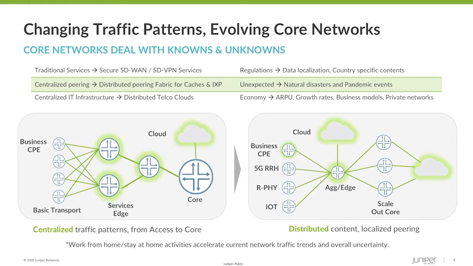Other knowns are, obviously movement of traditional services for business to things like secure SD-WAN, SD-VPN services, etc. A move from a very centralized peering model that we've had in the past to more distributed peering. Similarly, centralized IT infrastructure to distributed telco clouds and databases, application diversity to low latency experiences using slicing. Those are all things that we know will happen.